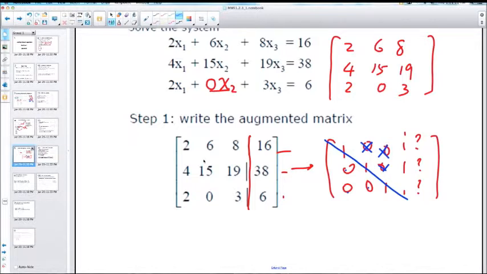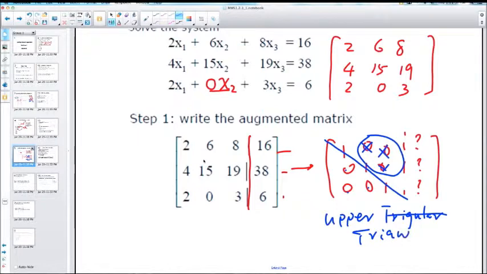Such a matrix doesn't matter what is in the upper corner. We call this an upper triangular matrix. Now, once you get the upper triangular matrix, I can find the x, y, z one by one by reverse substitution. Let's do it.